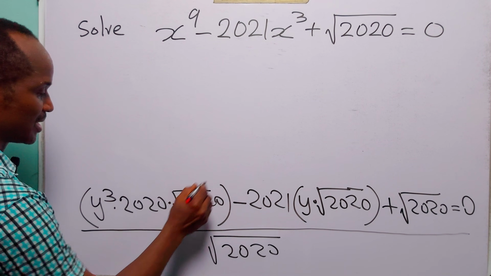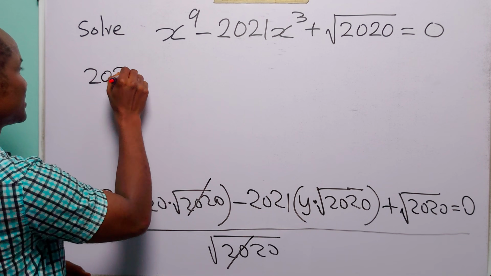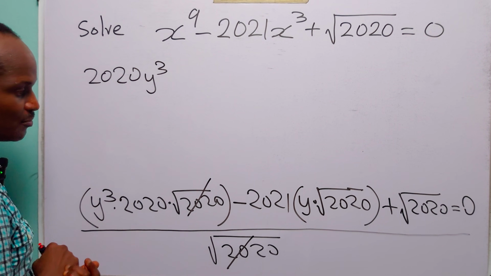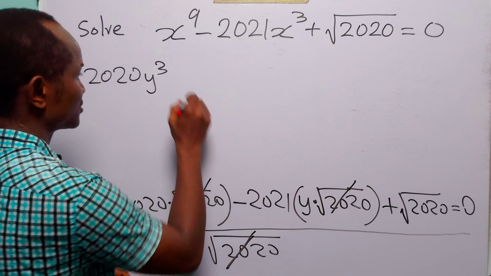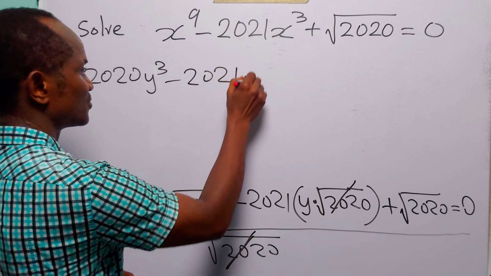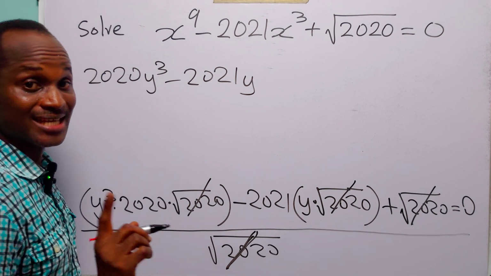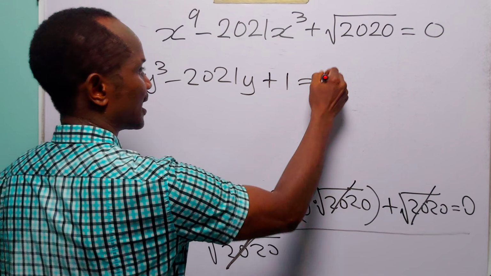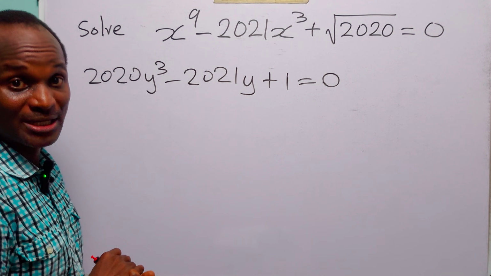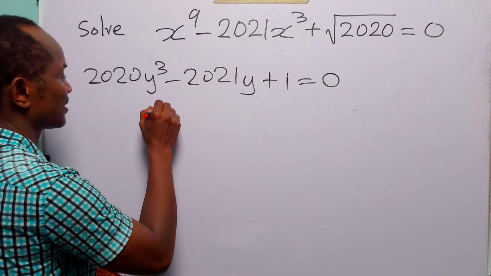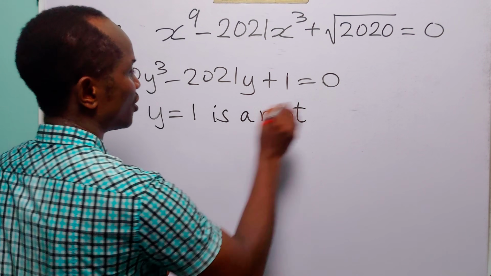Now, in this first term, this is going to take care of that, leaving us with 20y cubed. In the second term, this is going to take care of that, leaving us with minus 21y. And of course, this is going to take care of that, leaving us with plus 1, and this is equal to 0. And finally, when you look at this cubic equation, it's very easy to see that y equal to 1 is a root.